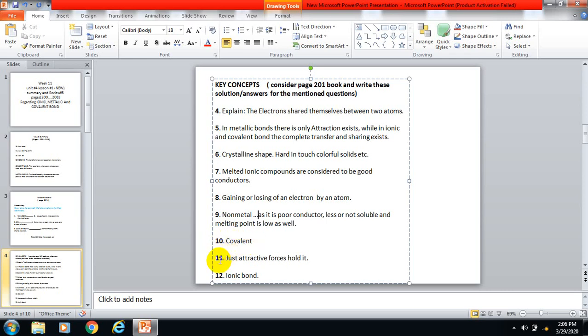For the 11th option, why might metallic bonds be weak compared to ionic and covalent bonds? Just attractive forces hold it. That's why metallic bonds are considered weaker than covalent bonds and ionic bonds. For the 12th option, distinguish: which type of bond does the phrase opposites attract apply to? Ionic bond. Understand?